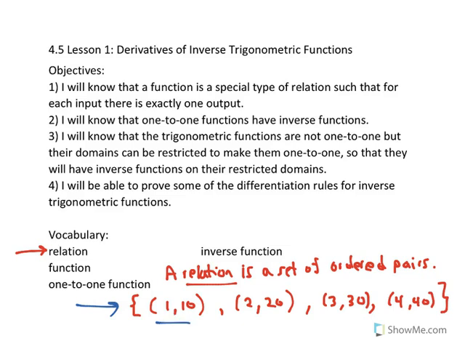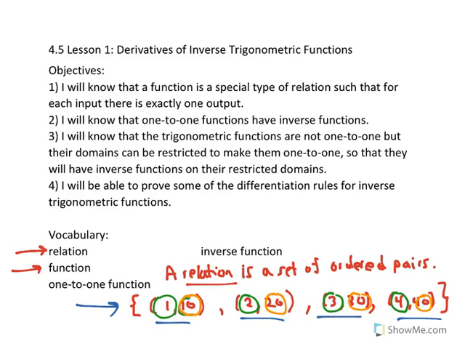I have a set of 4 ordered pairs. Each ordered pair has an input. These are coming from the domain of the relation, and there is a corresponding output, which are coming from the range of the relation. And then we have the vocabulary term function.